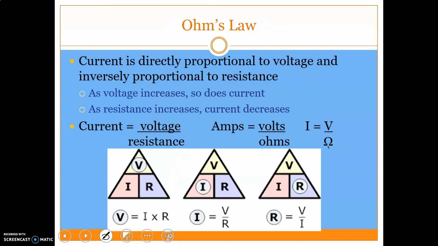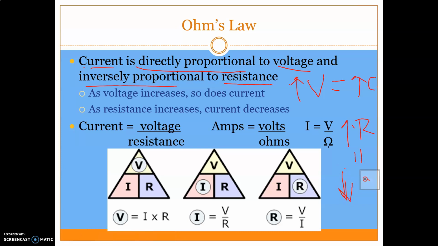Then we can look at Ohm's law. It looks at all 3 of these variables. Current is going to be directly proportional to voltage, meaning the more voltage you have, the more current you're going to get. So more voltage equals more current. And then current is inversely proportional to resistance, meaning the more resistance you have, that's going to equal less current.